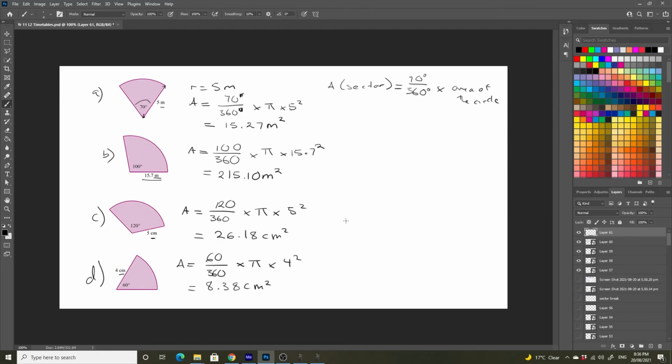So an easy way to think about this is you only have two components to this type of question. Work out the fraction of the circle that it represents, which is the angle that we've been given divided by 360 degrees, the total angle sum of a circle, and then multiply by the area of the total circle based on the radius, or if they give you the diameter, half the diameter.